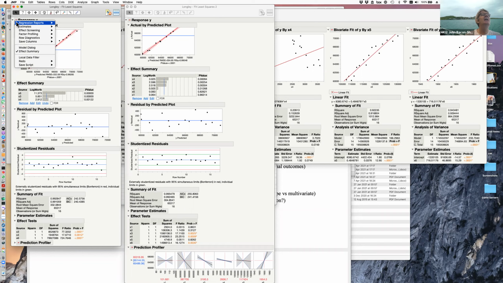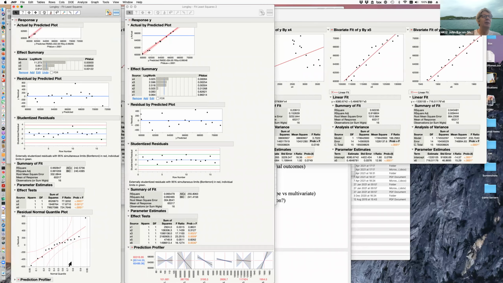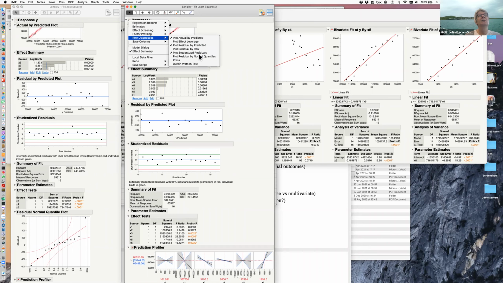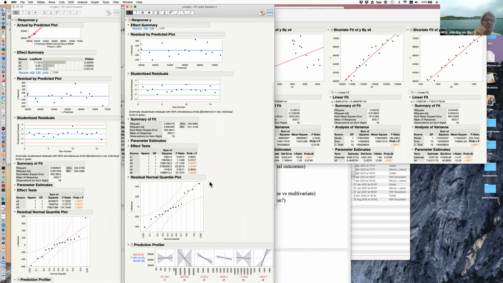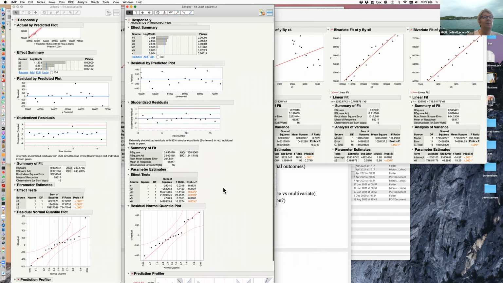We can add in the normal quantile plot to see whether that's a problem. Doesn't seem to be a problem in that one. We can add it in this one. Again, it doesn't seem to be a problem. It doesn't go that well along the diagonal, but it's well inside the confidence limits.